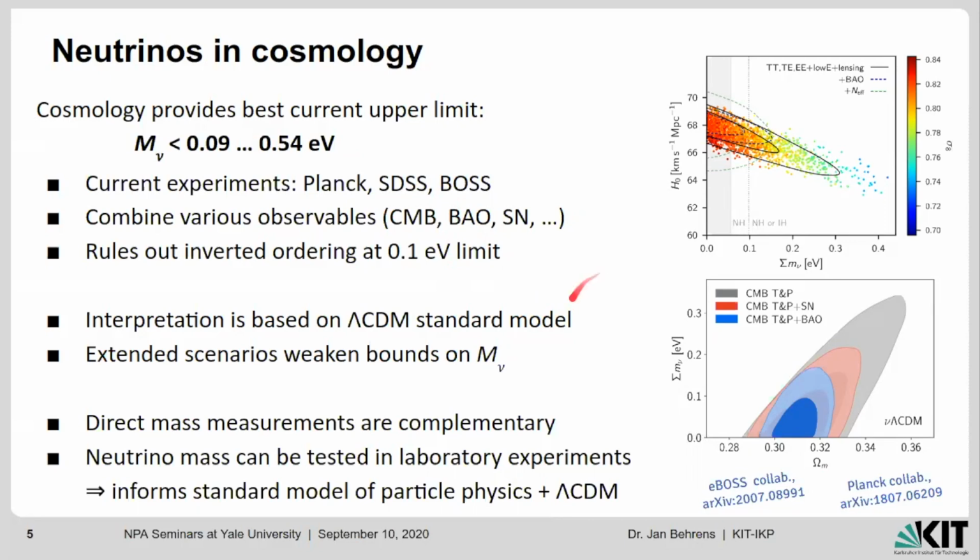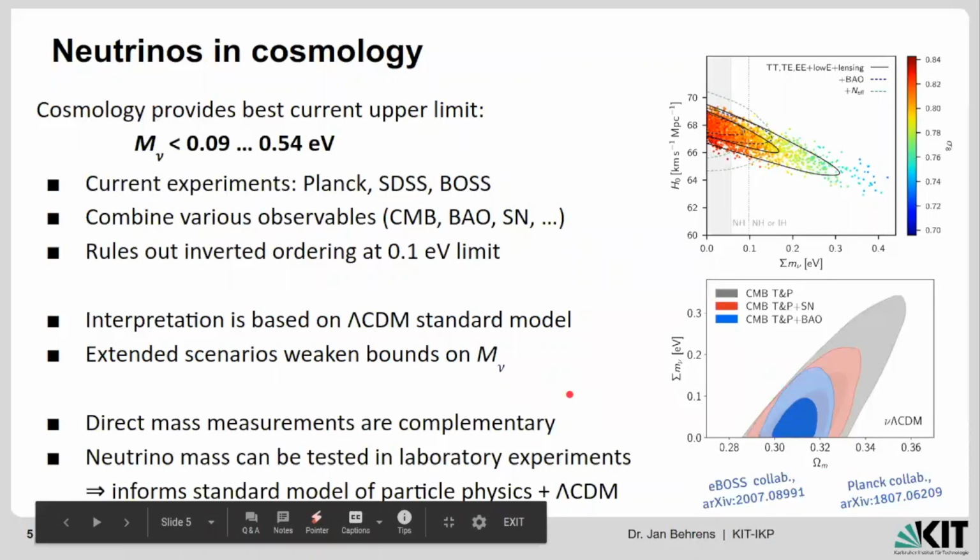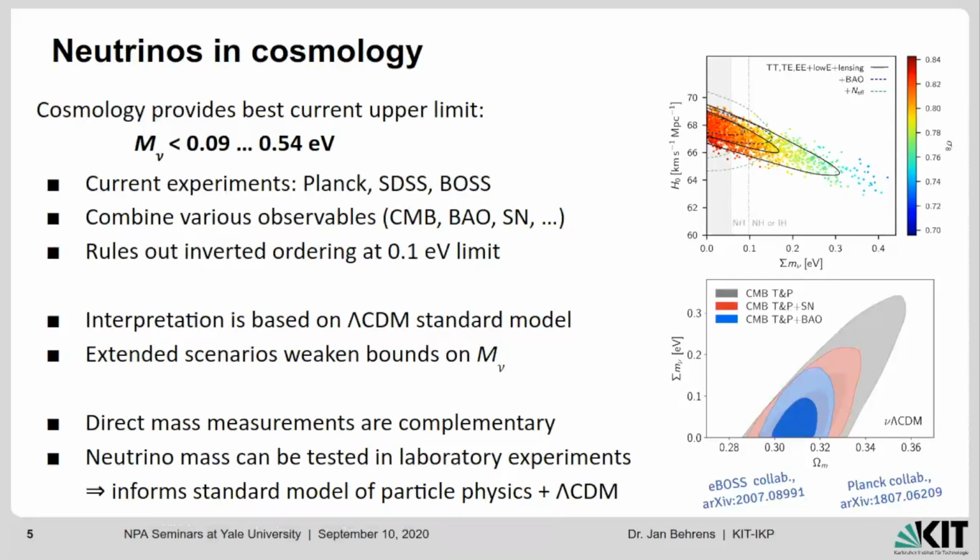And this is not a competition, because the direct mass measurements are complementary to the cosmological investigations, and the neutrino mass is one of the few cosmological parameters that can also be tested in lab experiments. So by measuring the neutrino mass, in addition to these cosmological results, we could inform the standard model of particle physics and the cosmological model by testing the results gained from cosmology in a lab experiment, and also the other way around. And so these two approaches, and also, of course, the neutrino-less double β-decay, are really just three sides of the same question.